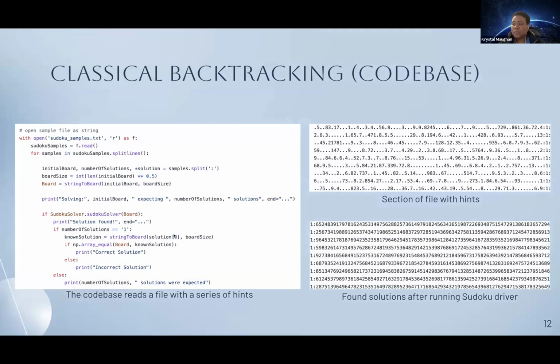So Vansh wrote this backtracking code for the initial Sudoku problem where a file is parsed. So this file is here, and we have a number of hints, which are identified by these dots. So we have the hints, which are numbers, and then these dots, which are the missing values. And we have the Sudoku driver, which finds solutions and prints them out. And this is the code for that, the code base, which is open sourced.